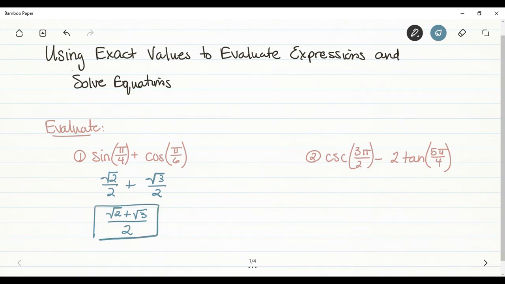In our second example, cosecant is a reciprocal function to sine. So we can look at cosecant in terms of sine, and then we're going to take the reciprocal of its answer. So sine of 3 pi over 2 is -1. The reciprocal for -1 is also -1. This means that you are multiplying 2 times what you get for tangent of 5 pi over 4. Tangent of 5 pi over 4 is an angle in quadrant 3, tangent's positive in quadrant 3, and this has a value of 1.